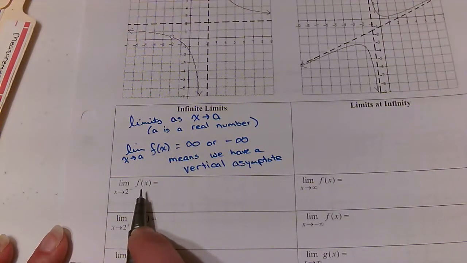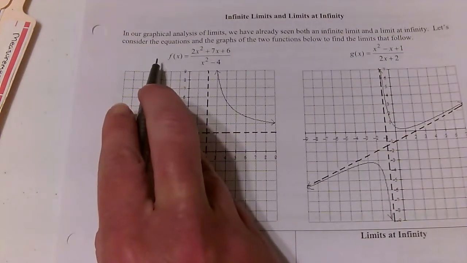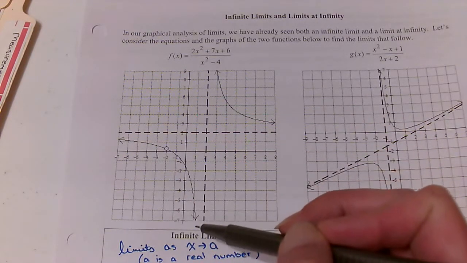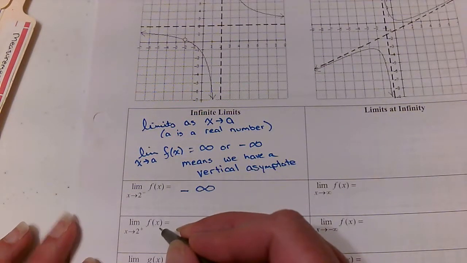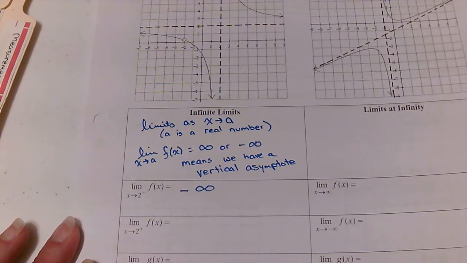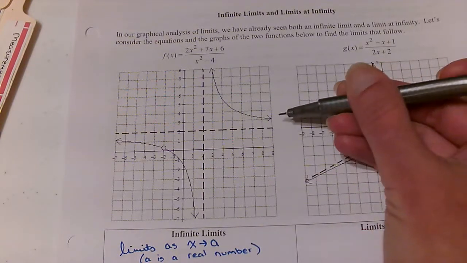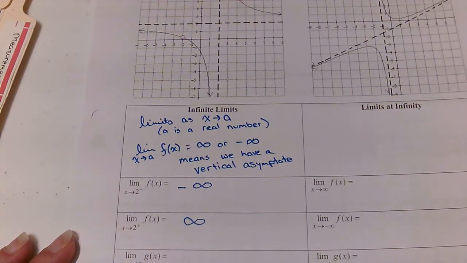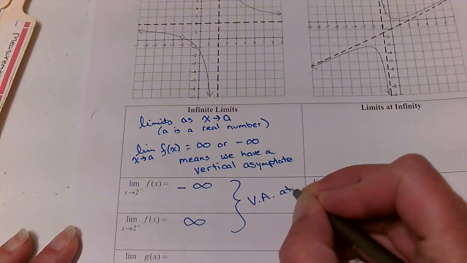So if we take f of x and we see what the limit is as x approaches 2 from the left, here's f of x. Here's 2. So if we're coming in from the left, the graph is going down to negative infinity. If we take the same graph and see what happens when x approaches 2 from the right, coming in from the right, the graph goes up. And notice that means we have a vertical asymptote at 2. So I'm going to make a note here. We have a vertical asymptote at x equals 2.